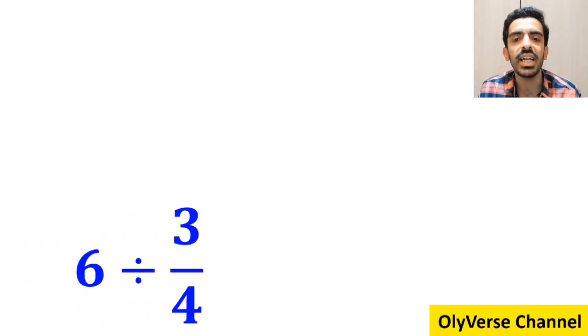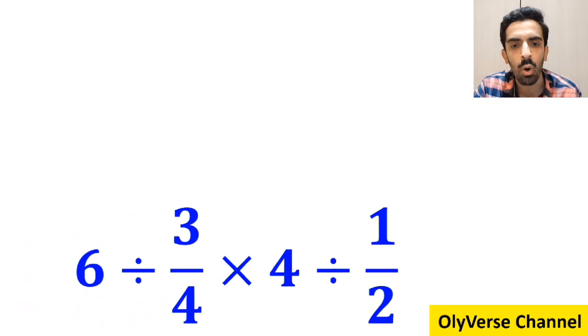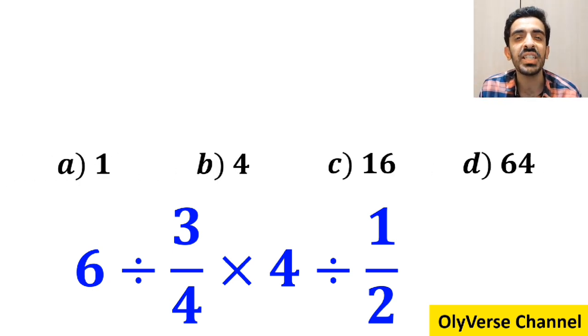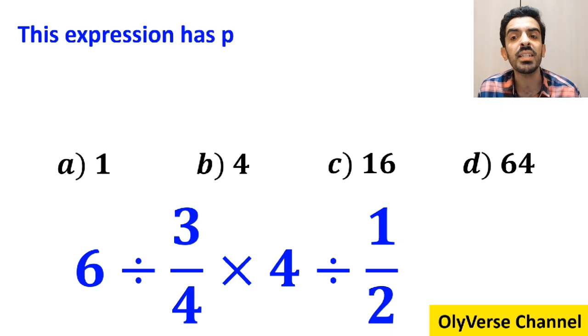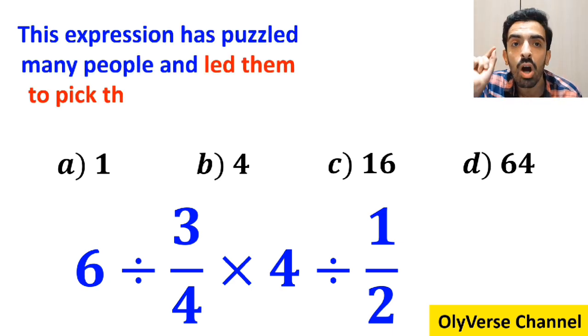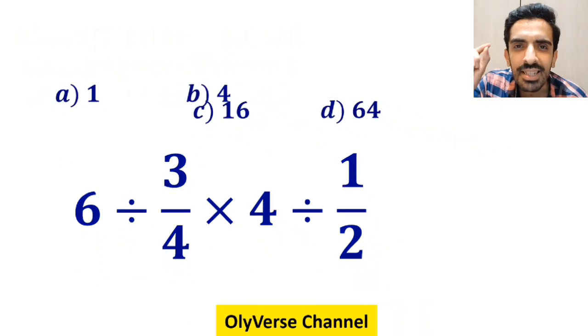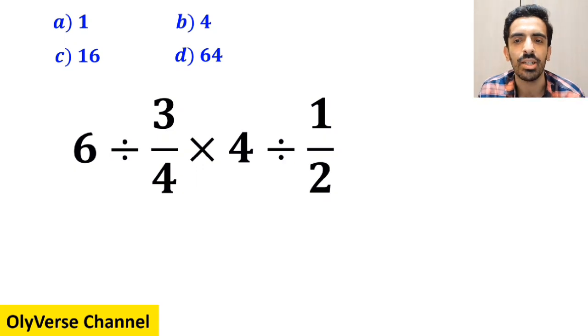What is the value of the expression 6 divided by 3/4 multiplied by 4 then divided by 1/2? Which option do you believe is the correct answer to this question? This expression has puzzled many people and led them to pick the wrong option. Let's take a closer look and solve it together.